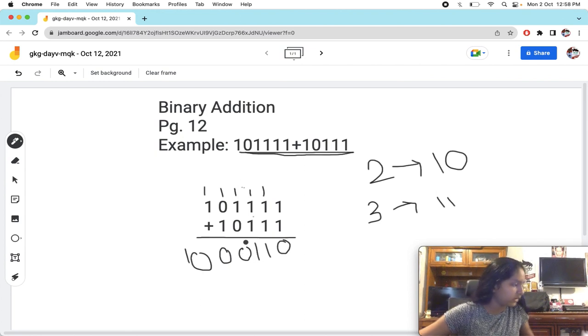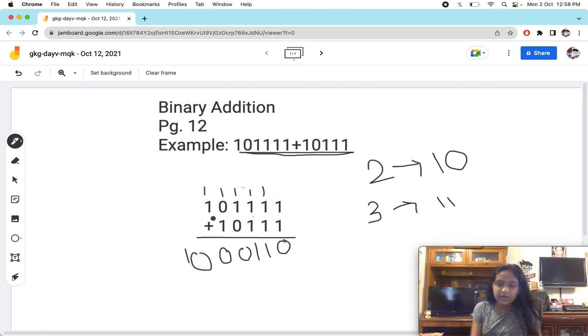Let's see if this is right. 1 0 0 0 1 1 0. So we got the same answer as in our book. You see, I was not teaching you wrong. I accidentally wrote the wrong question. Don't you guys worry at all.